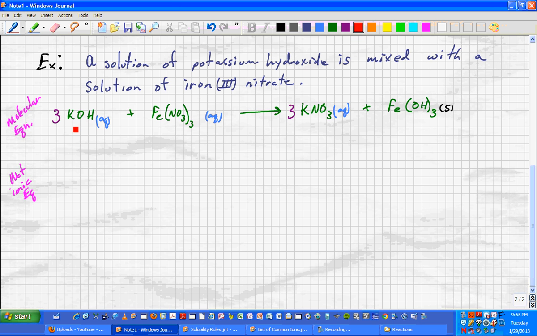So, potassium hydroxide is aqueous, so we will break that into its potassium ions and its hydroxide ions. Again, those guys are both aqueous because they dissolved.